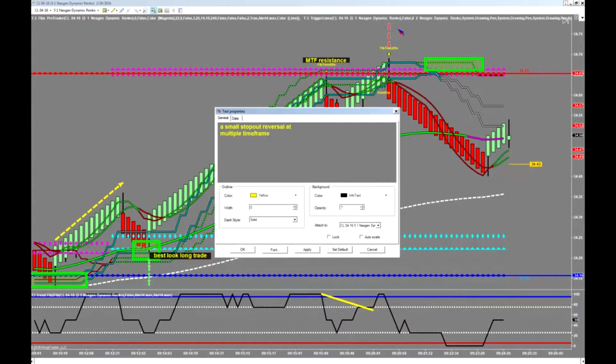I'm going to try to catch up on my chart here. So a small stop out reversal for multiple time frame resistance.